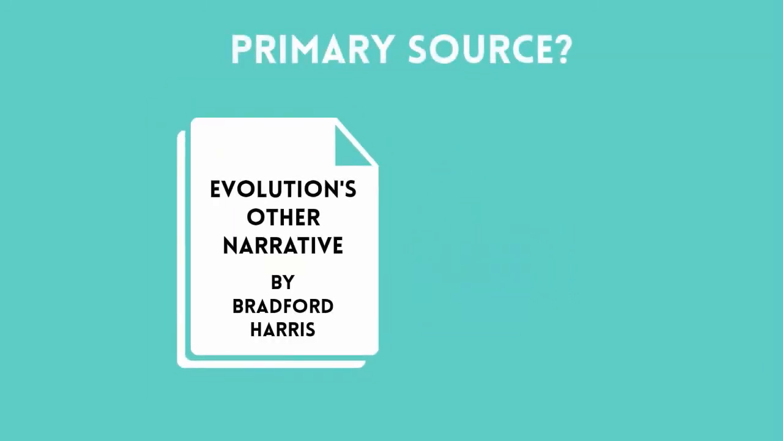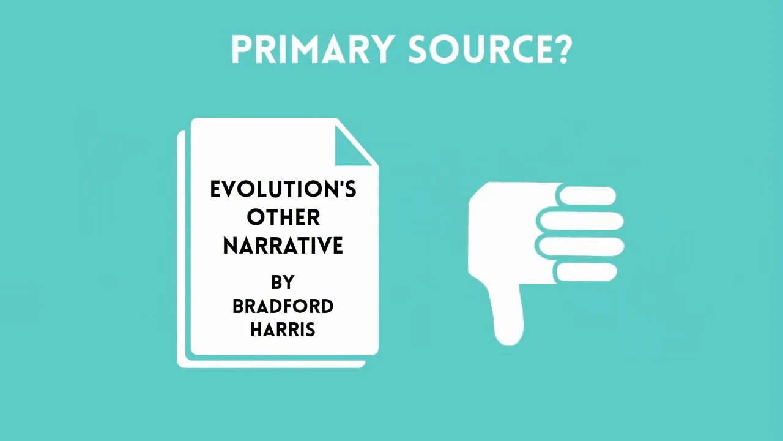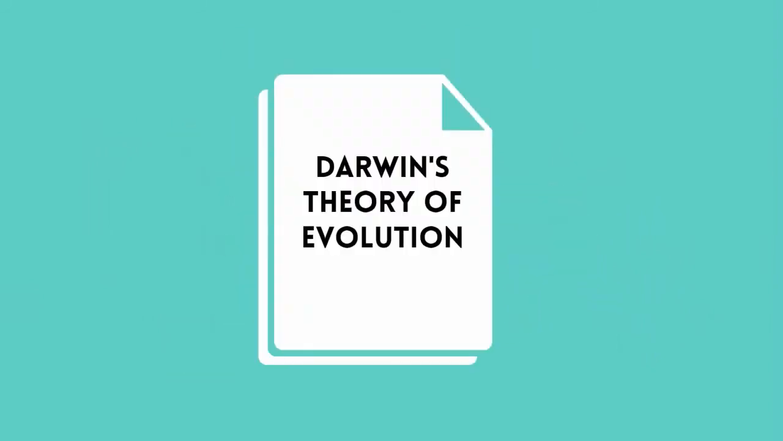Articles such as Bradford Harris's Evolution's Other Narrative discuss, interpret, and comment on Darwin's theories. So, even though Harris's article provides some information on Darwin's theory, it would be considered secondary since it's interpreting and analyzing his work. But let's say your research topic wasn't Darwin's theory.